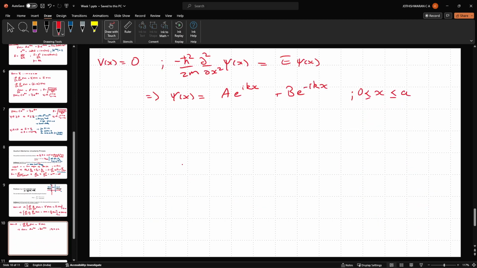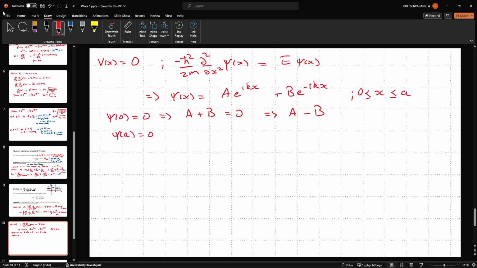So I know that psi of 0 is equal to 0 and psi of a is equal to 0. So if psi of 0 is equal to 0, I will just set x equal to 0 here. These two quantities will become 1. This implies A plus B is equal to 0, which implies A equal to minus B.